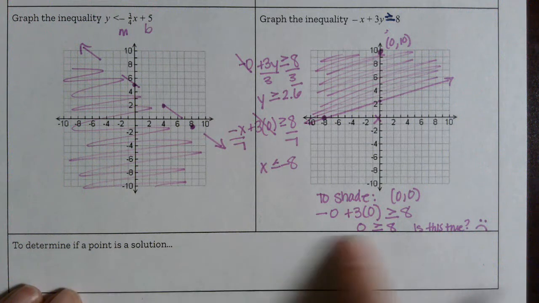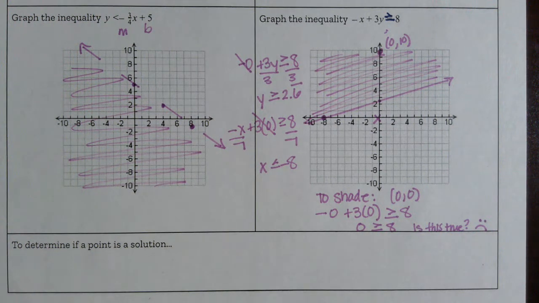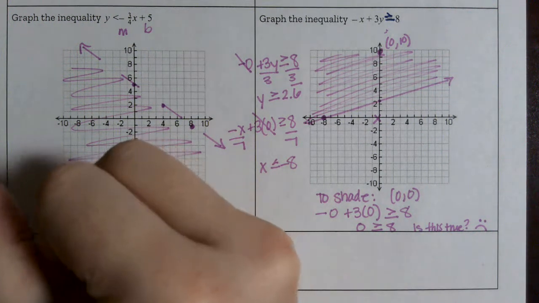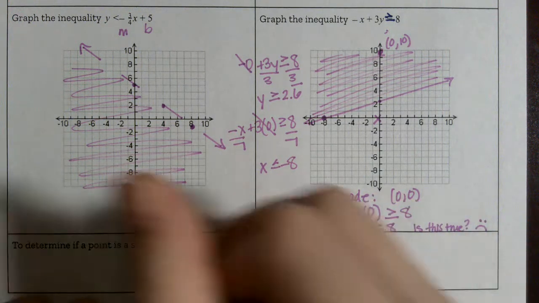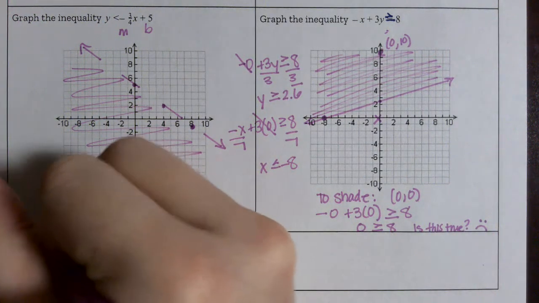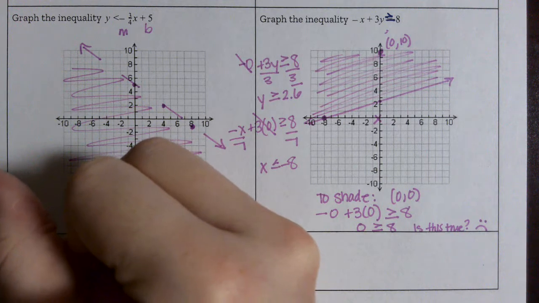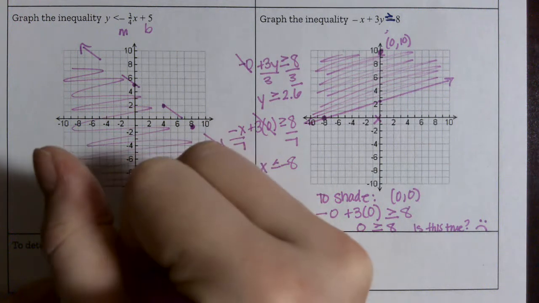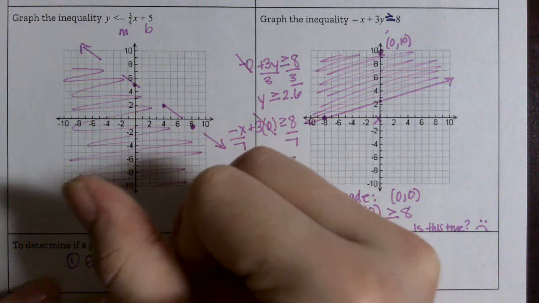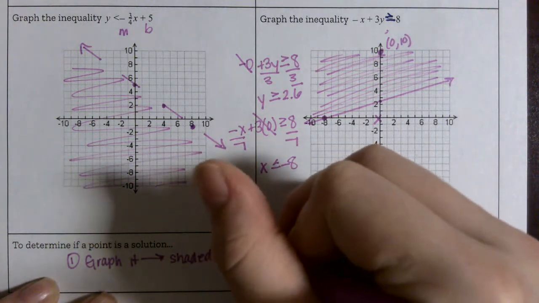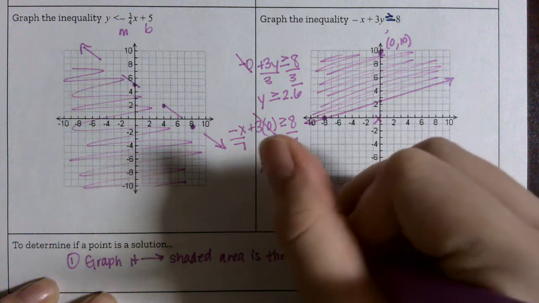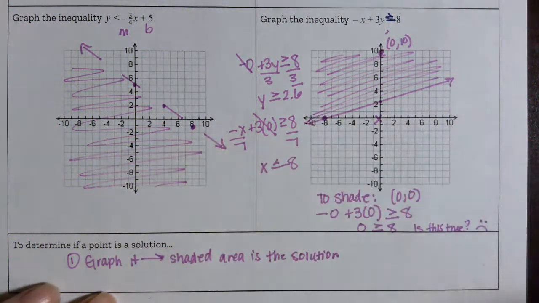Now, this very last thing, I know this video is a little bit long, but this very last point. If I ask you if something's a solution, so I say, is this point a solution or not? You have two choices. You can either graph it. The shaded area is the solution. So if the point is shaded, it's a solution.